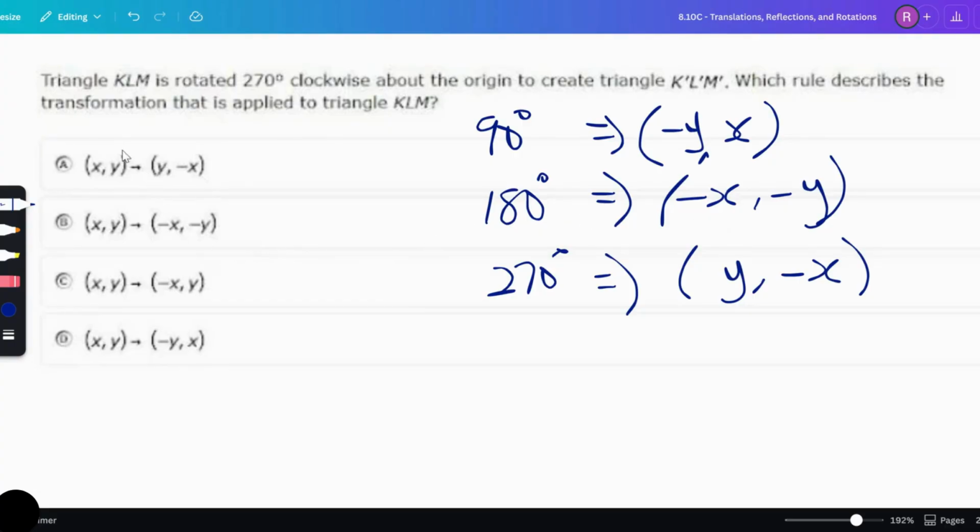So now let's take a look at which one describes the transformation, and we are talking about 270 degrees here. So that will be y comma negative a. So that is a. This one is 180 degrees. This one is 90 degrees. So this one should be a reflection. This one is not a clockwise rotation. So this one is a reflection along the y-axis.